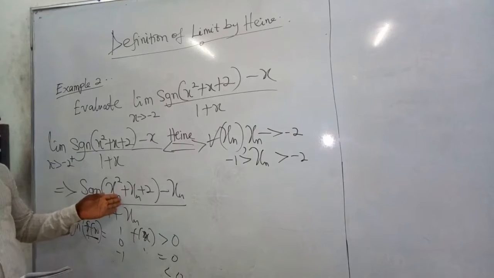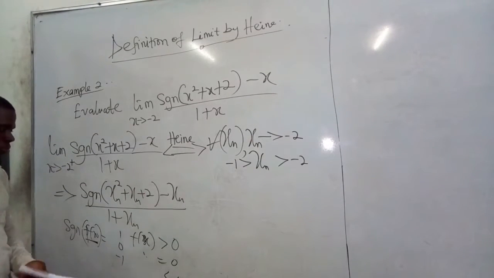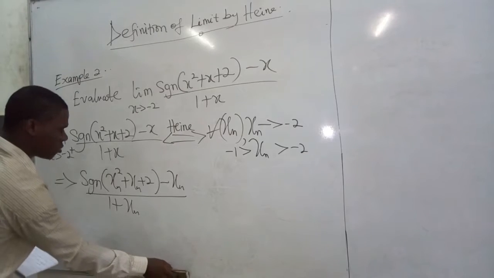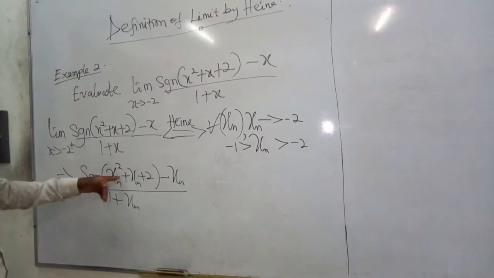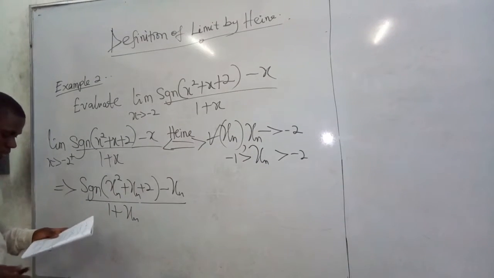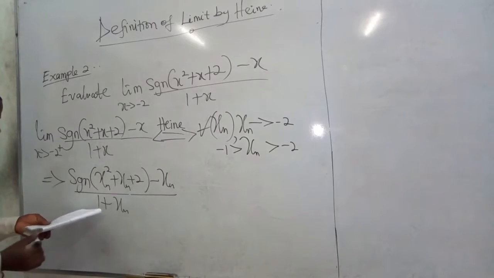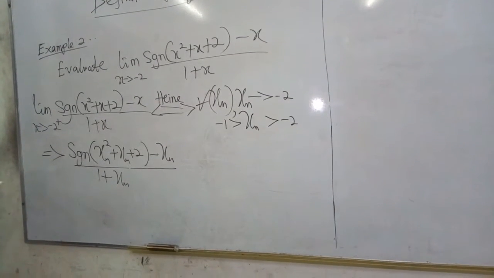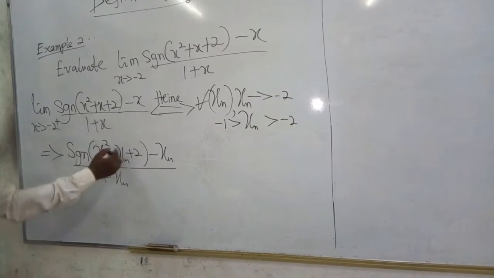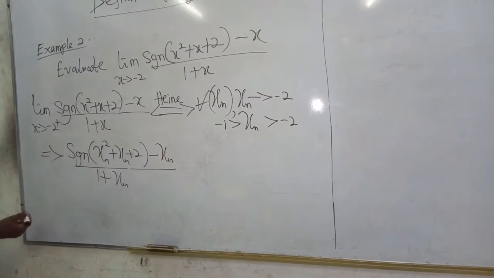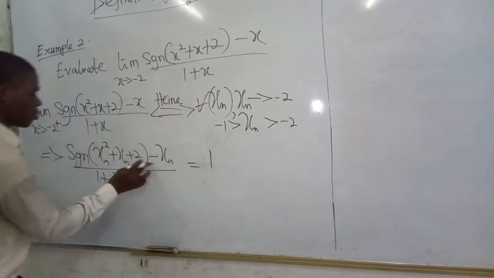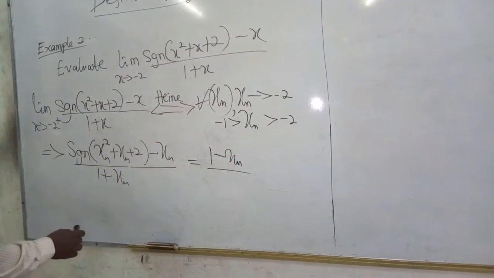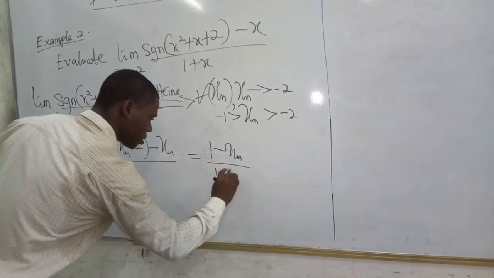So you put negative 1.5 here, squared, then we have plus 2. When we do that, we square negative 1.5, then minus negative 1.5, then plus 2. Then we will be getting a positive result. You can try that and see you're getting a positive result. So when you get a positive answer, we say all of this is equal to 1. So all this gives us 1, then minus xn, then we have 1 plus xn.